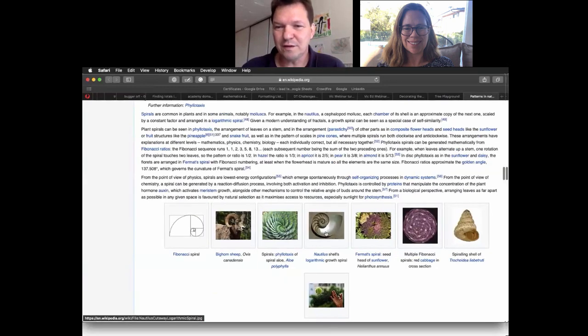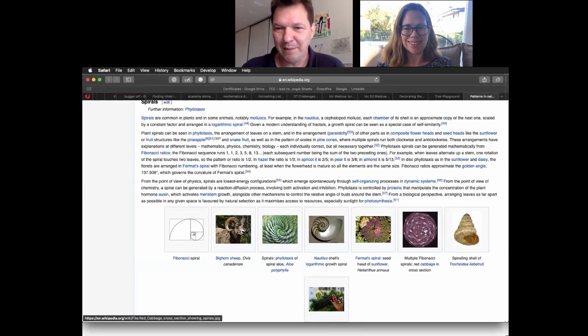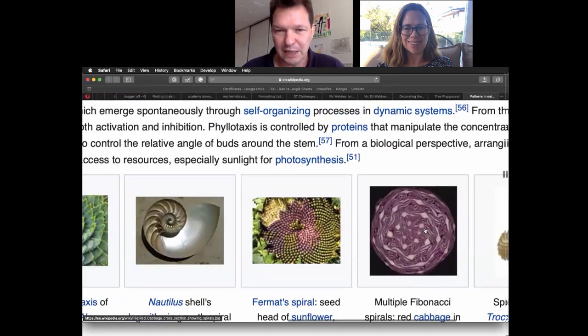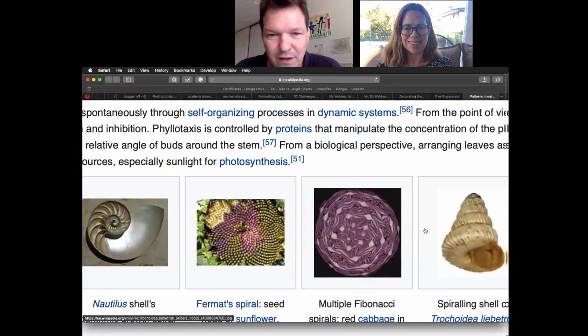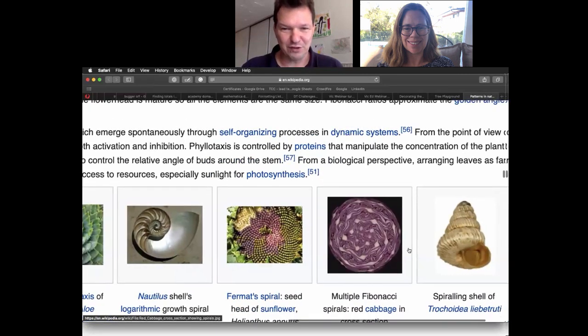I didn't consider the patterns in cabbage, actually. I never looked at that before. But you're right. Who likes cabbage? Let us know in the chat if you like cabbage, or if maybe you like cabbage more now that you've seen the patterns. I love red cabbage. It's so delicious.